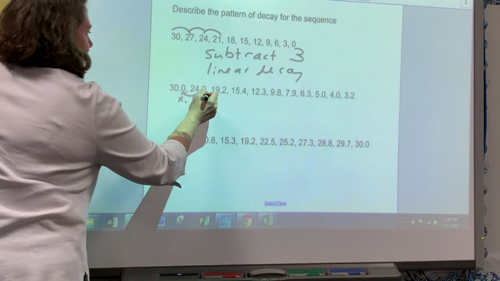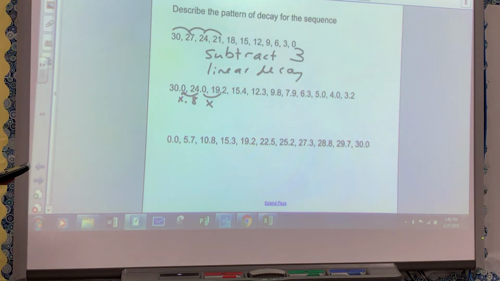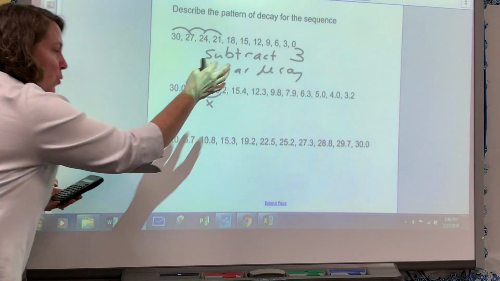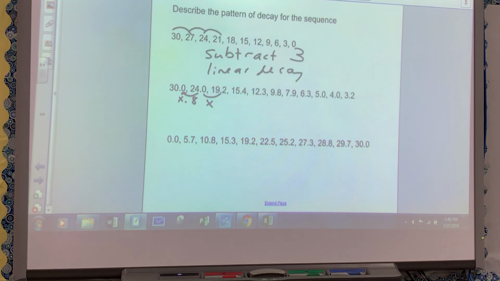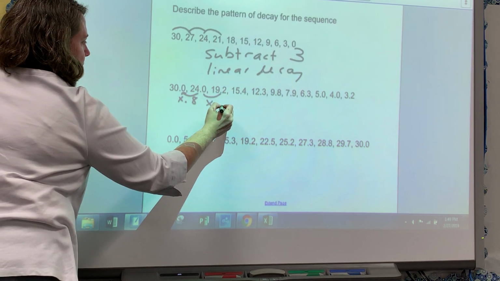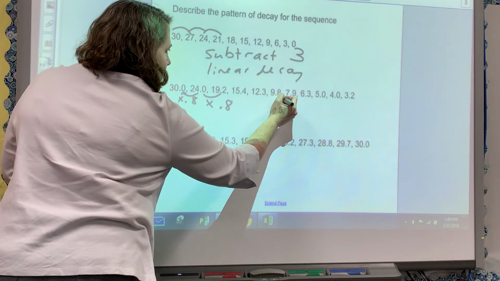Okay, so now I want to know what I'm multiplying this by, because it's a factor, not a quotient. So you take your second number and you divide it by the first number and it tells you what you're multiplying by, right? Okay, so what is this times to get this one? 0.8. Okay, let's try this one.